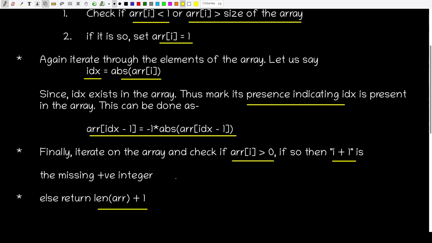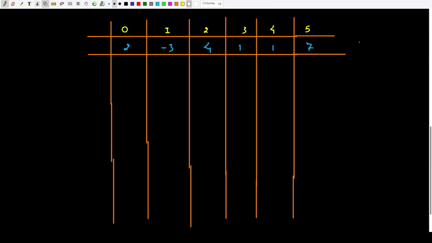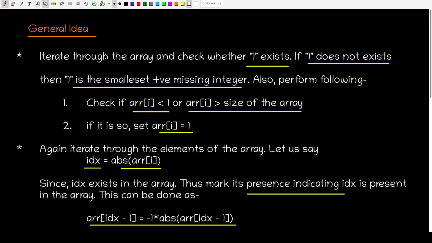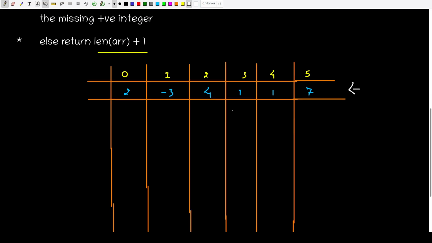Now let us take an example to understand this. So let us say this is the array which is given to us. So the first thing which we are going to do is we are going to iterate through the elements of the array and we are going to check whether 1 exists in the array. And at the same time we are also going to check whether arr[i] is less than 0 or arr[i] is greater than the size of the array. If this is the case, then we are going to set those values equal to 1. So let us do that.